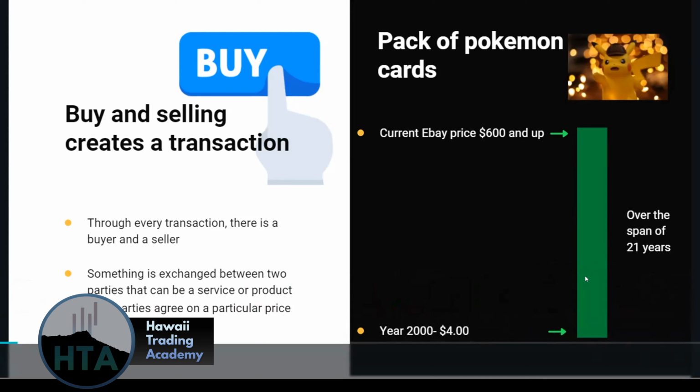So you see 2 points, a bottom and the top, or open and close. And it represents a span of 21 years. So that's what that green bar is.